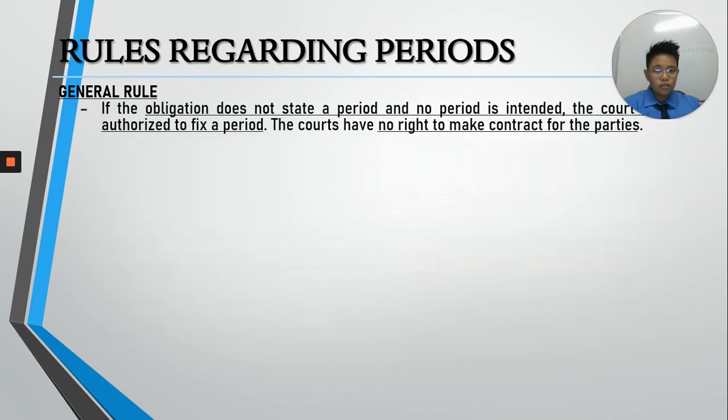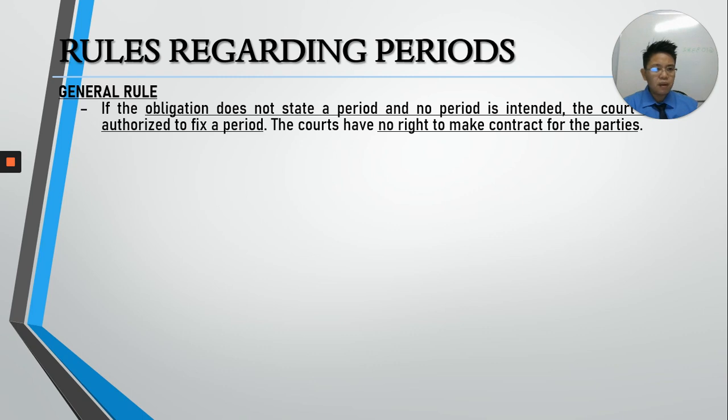So, also, class, in 1197, remember class, yung fixing of periods ng courts. So, the general rule is found in, actually, hindi, yung exceptions can be found in the provision of law, but this is the general rule. If the obligation does not state a period and no period is intended, the court is not authorized to fix a period. Remember here, class, that the courts have no right to make contracts for parties.